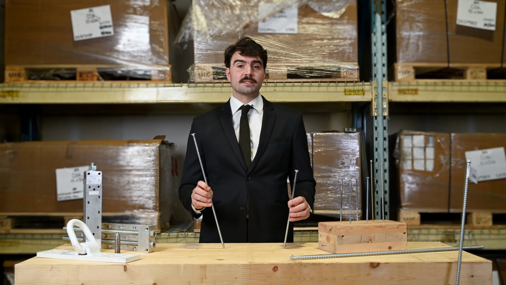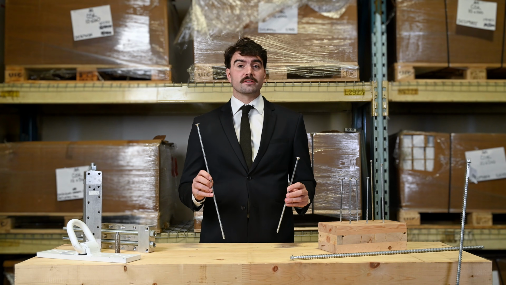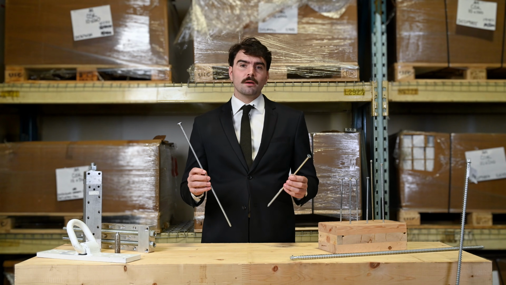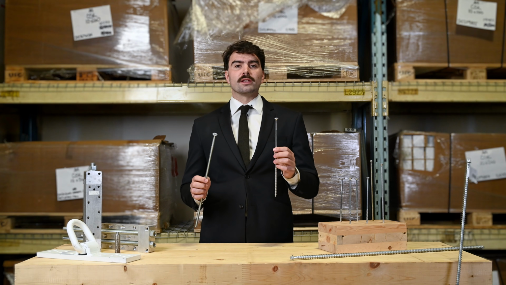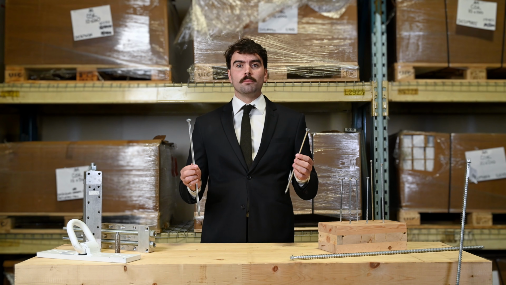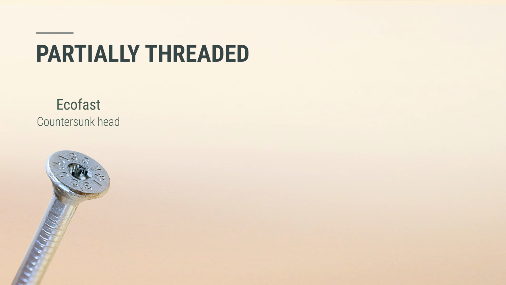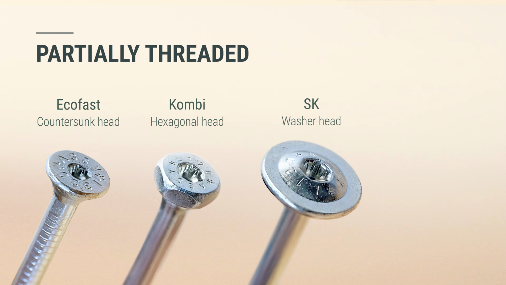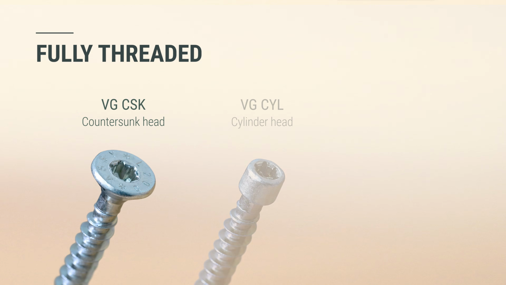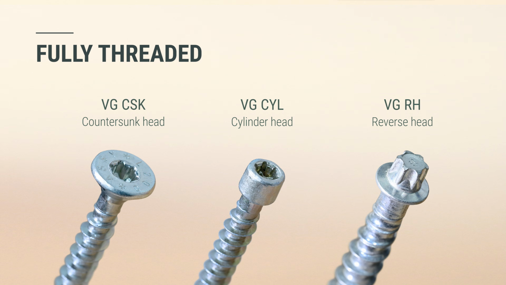Now, these two series of fasteners come in a wide variety of dimensions when it comes to the diameter or the length. But they also come in a wide range of heads, all used in different configurations and have their own benefits. Partially threaded fasteners come in countersunk, hex, washer, and flat washer head options, whilst fully threaded fasteners come in countersunk, cylindrical, and reverse head options.